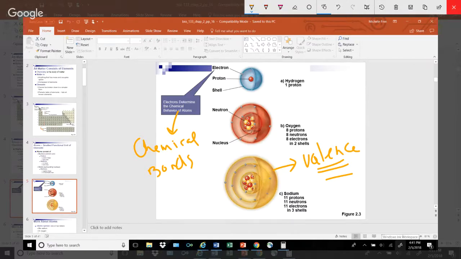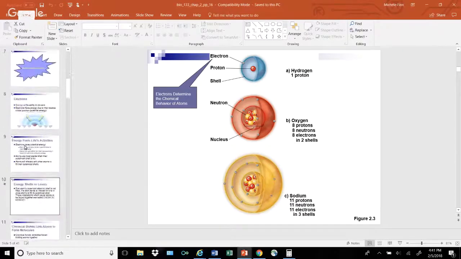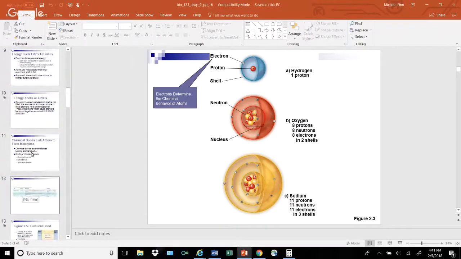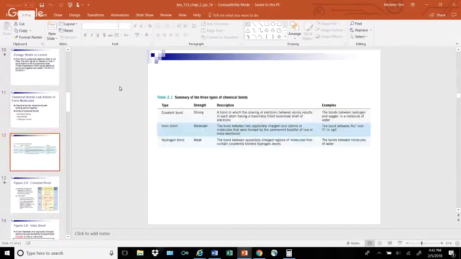And that's kind of why we really needed to look at these atoms and think about that, okay? So the electrons are the ones that are important. And remember, there were 3 types of bonds, right? And remember, of the 3 types of bonds, the covalent bonds were the strongest, the ionic bonds were moderate, and the hydrogen bonds were the weakest.